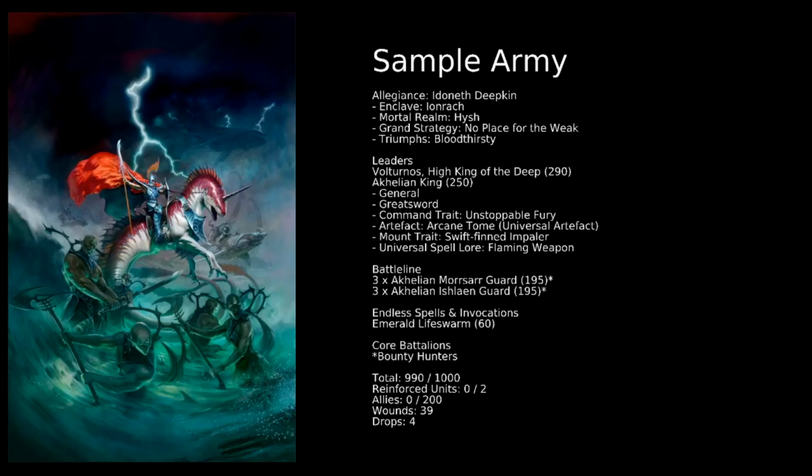And so here we have our sample army list. We're obviously in Ionrach, we're from Haish. No place for the weak means we're going to be trying to remove all our opponent's battle line units off the table, and the triumph we've gone for is actually Bloodthirsty. I think a rerollable charge here is really useful.